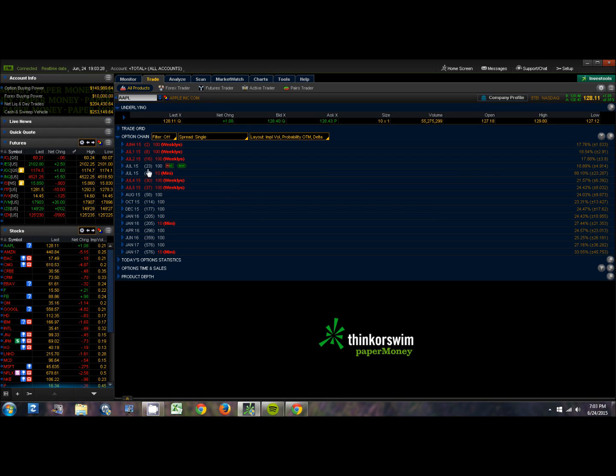I want you guys to focus on anything that is shaded in gray, which is going to be your standard monthly contract. So right now, you've got the July 15, 23. Don't trade the minis. Just trade the standard 100 shares per contract. Okay? This is July. This is the next possible month that you can trade. The June contract has already expired because the third Friday in June has already passed us by.